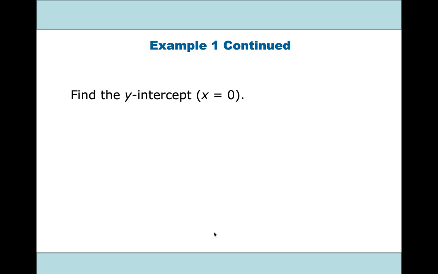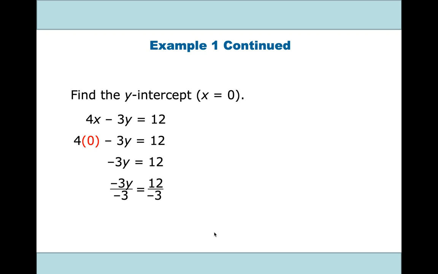Again, if we're trying to find the y-intercept, we know that x is going to be 0. So if we take the same equation here and plug 0 in for x, that would give us 4 times 0 minus 3y equals 12. We know that 4 times 0 is 0. So that gives us negative 3y equals 12. Again, we're down to a one-step equation. We would divide both sides by negative 3. And that would give us y equals negative 4. Again, that would give us a y-intercept of negative 4. And if you were talking ordered pair, that would be (0, negative 4) for your y-intercept.